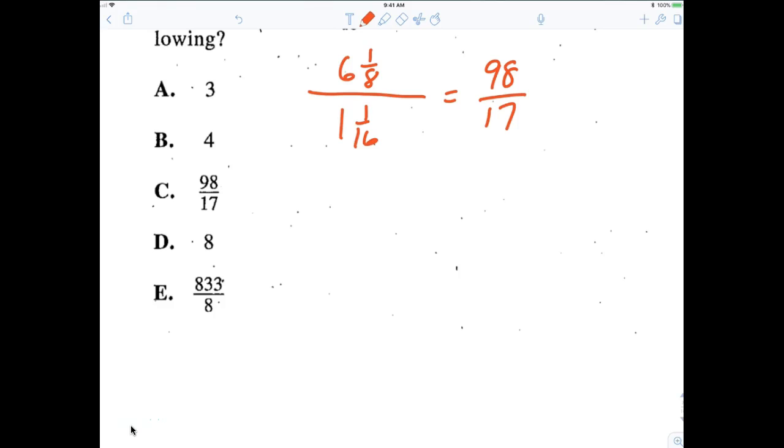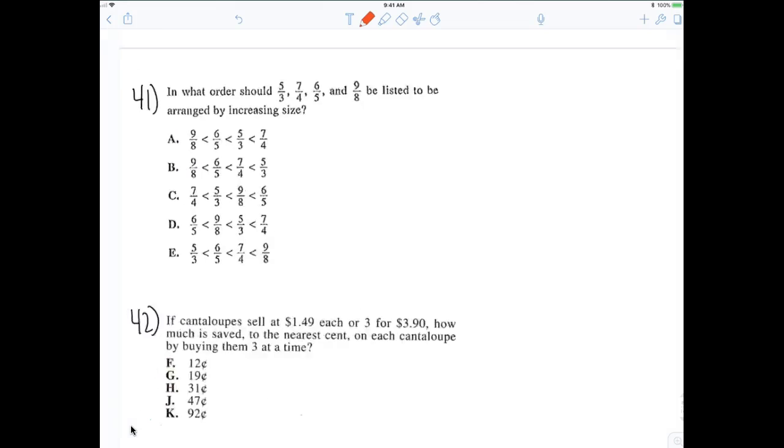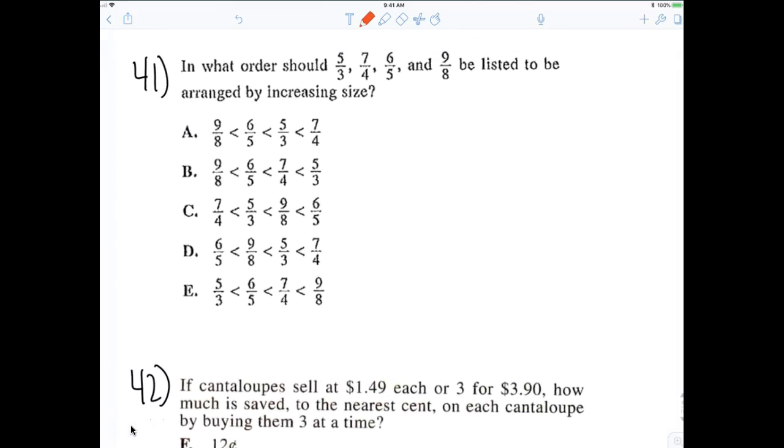What did you get when you divided 6 1/8 by 1 1/16? Oh, I got 5 and 13. So now you hit the second button or the shift, and then hit the ABC button again. Oh, okay. Did it do it? Makes sense, right? Yes. That's all there is to it. Thank you. All right. Now let's go down to question 41.